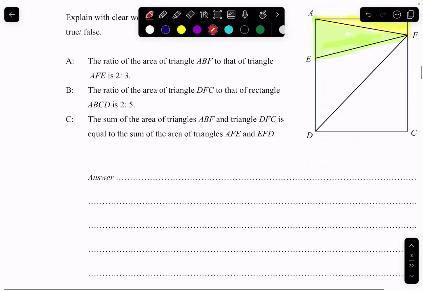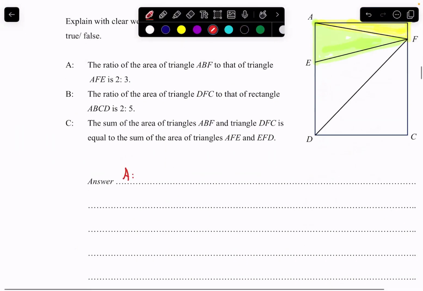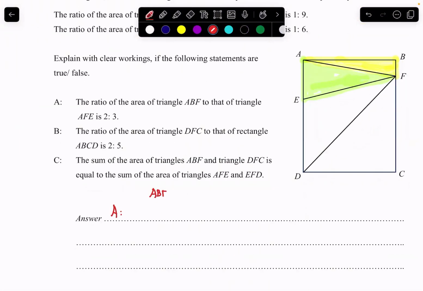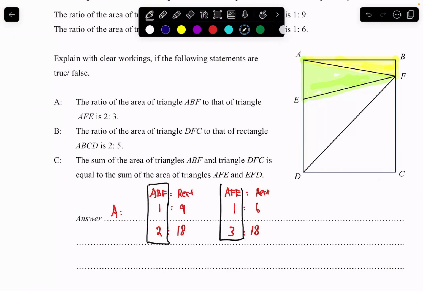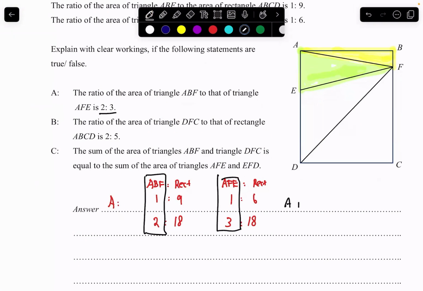Okay, so let's look at statement A, right? ABF to rectangle is 1:9. AFE to rectangle is 1:6. Now the rectangle is still the same rectangle, so the rectangle must have the same units. So 2:18 must be equal to 3:18. Therefore, ABF to AFE is 2:3. So this statement A is true.